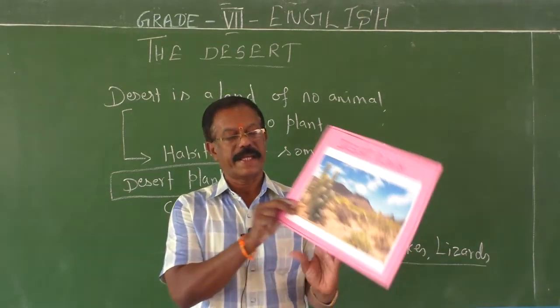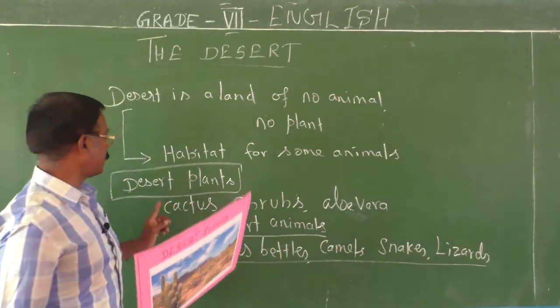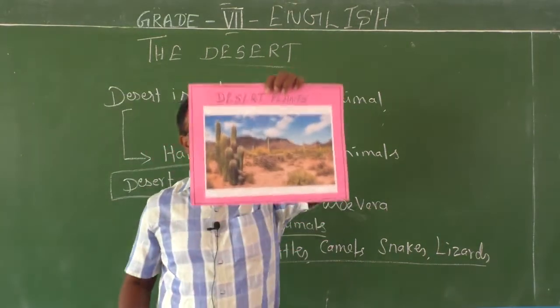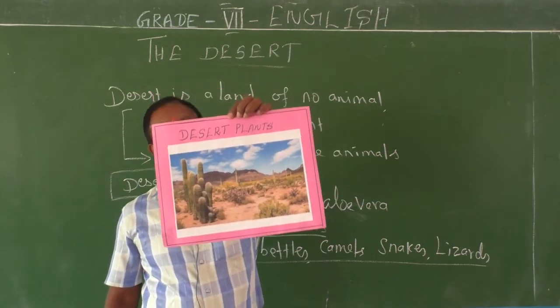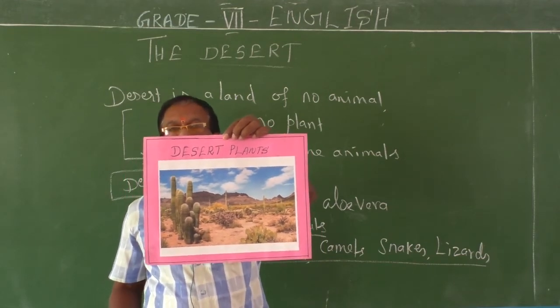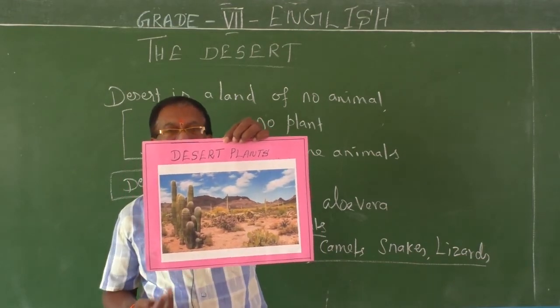See, then some of the plants. Desert plants. I have given here the list of desert plants: cactus, shrubs, aloe vera. See the picture. Here you can find all sorts of plants that are growing in the deserts.